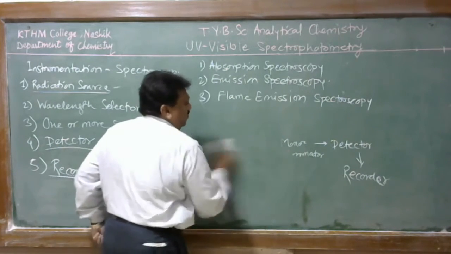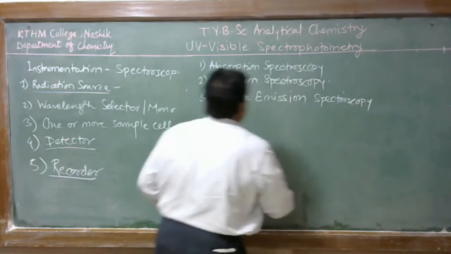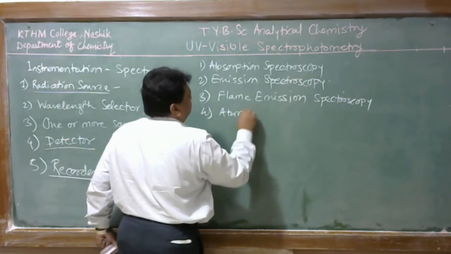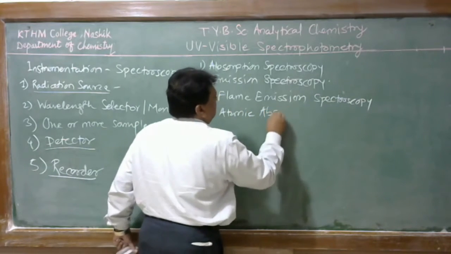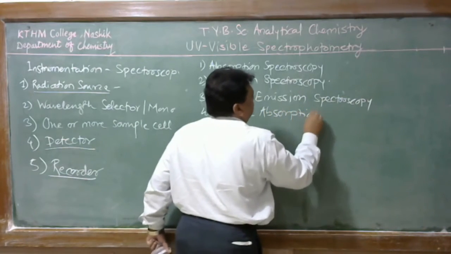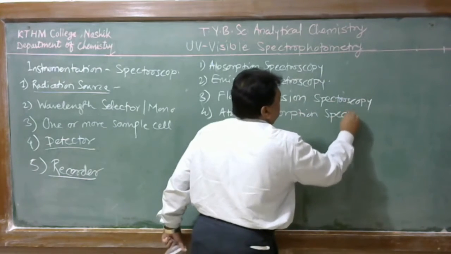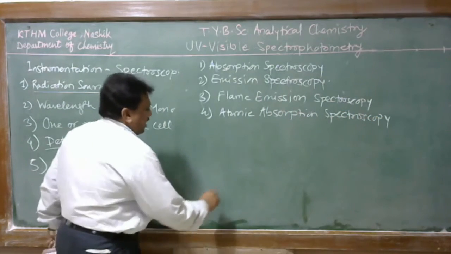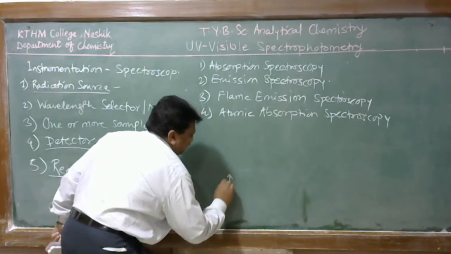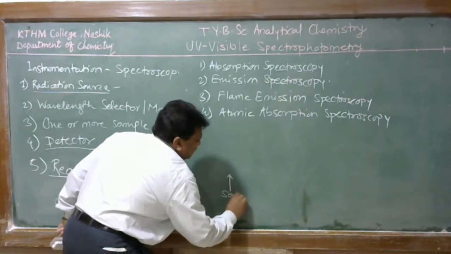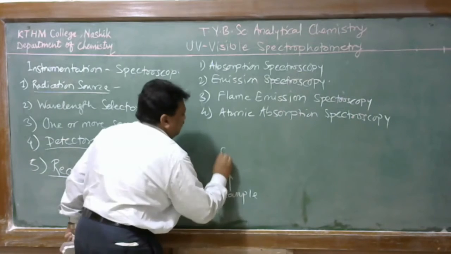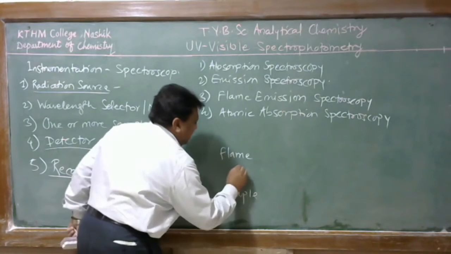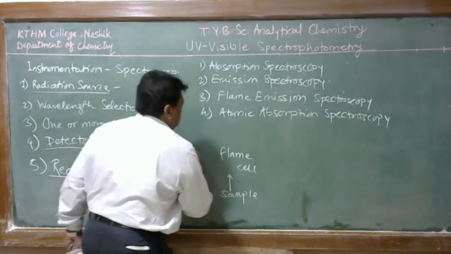We are also familiar with atomic absorption spectroscopy. In atomic absorption spectroscopy, again there is a sample. The sample is given to the flame. Here the flame acts as a sample cell.